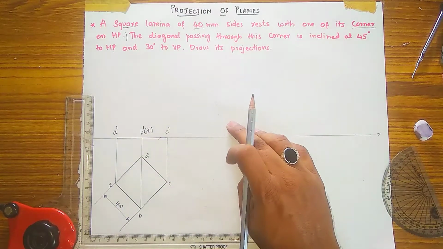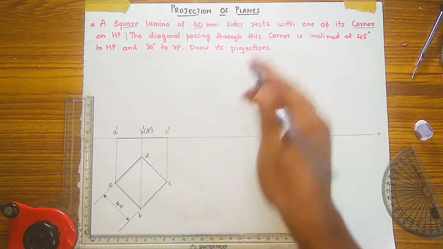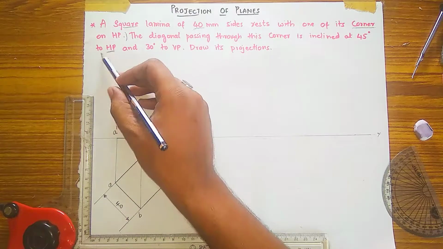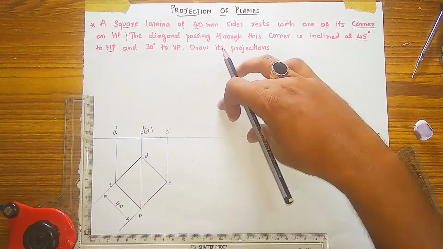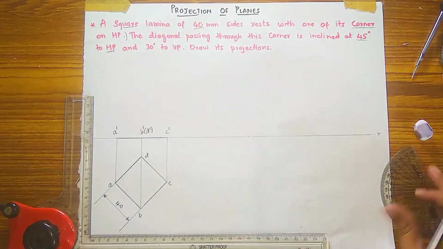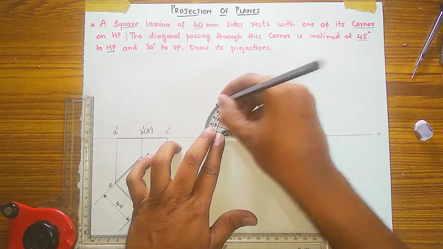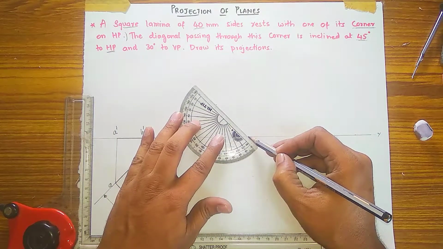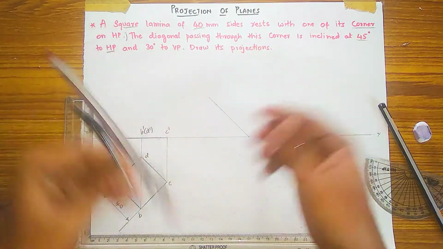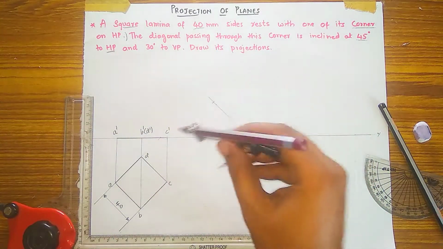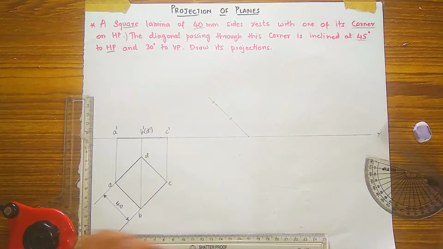Now for the second projection, you only have to see the angle given to the HP. In the question, the angle to the HP is 45 degrees. So here you have to draw a 45 degree angle and copy this lamina on that 45 degree line. Take your protractor, take a 45 degree angle at that point, and with your divider copy the whole lamina lightly and draw it. Take an arc, and this point also. Now dark this lamina.